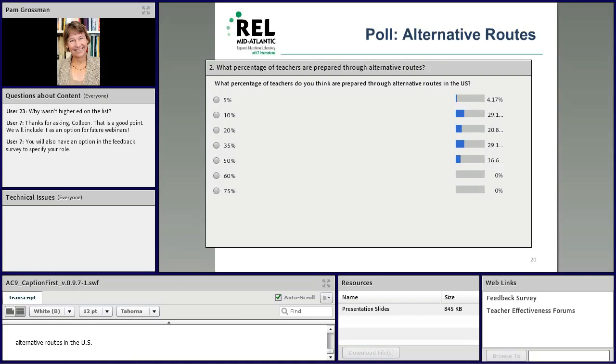So there's a well-distributed range of responses here. It looks like sort of a third of you think that roughly 10%, a third of you, less than a third, think that 35%, some think as many as 50%, and some think 5%. So let's take a look at the answer to this.